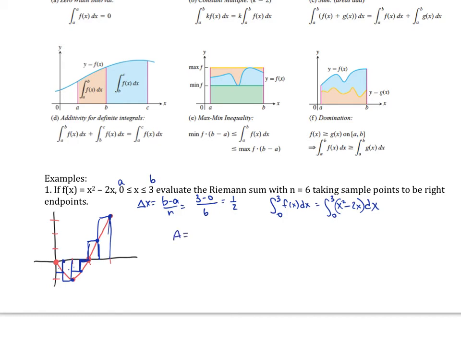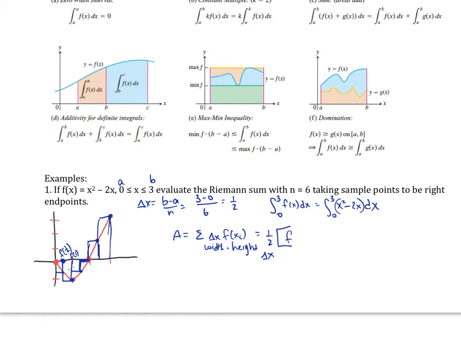The area is going to be the sum of the delta x times my f of x sub i. This is the width, times my height. And in this case, each width will be uniform and it'll be 1/2. So I've taken my delta x out of each one. Now, since I started with right endpoints, my first right here will be at f of 1/2. My second right here will be at f of 1, and so on.